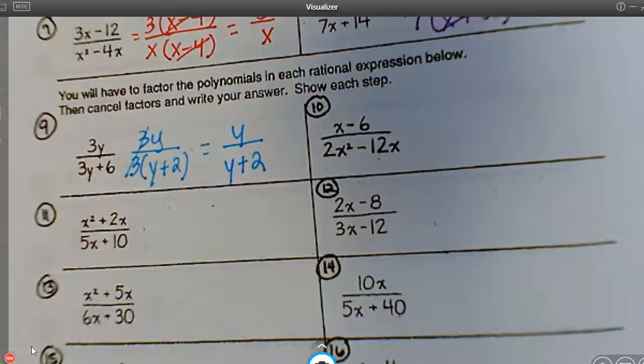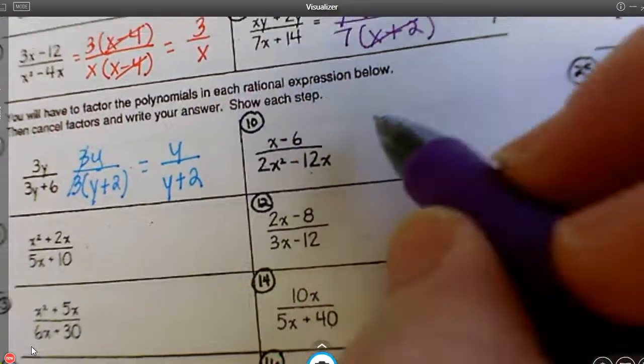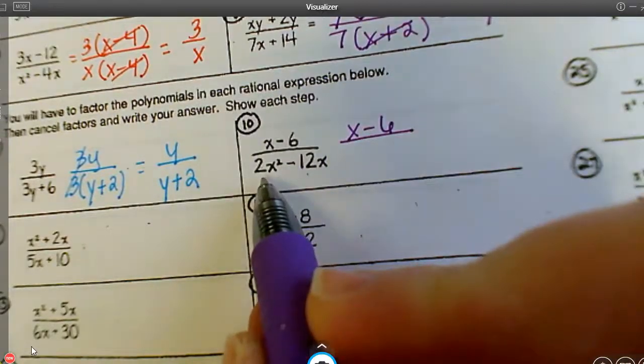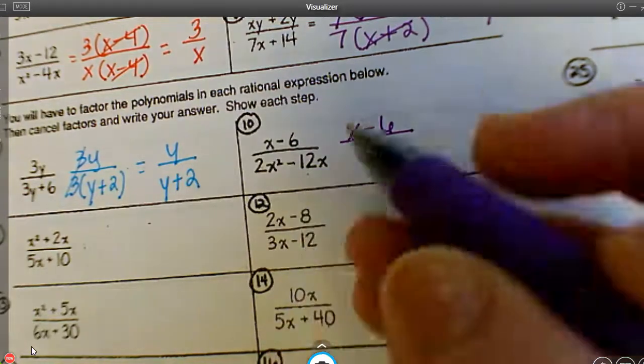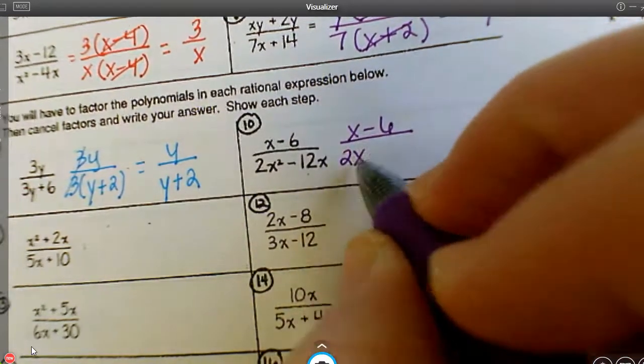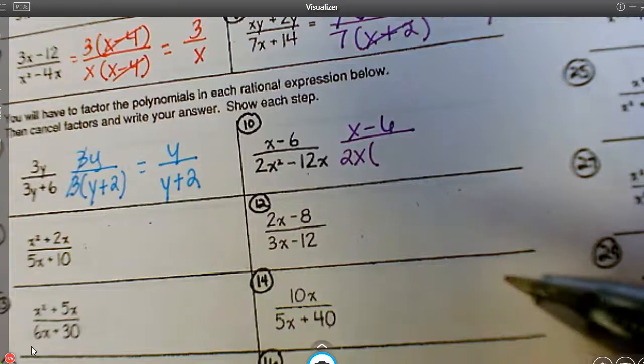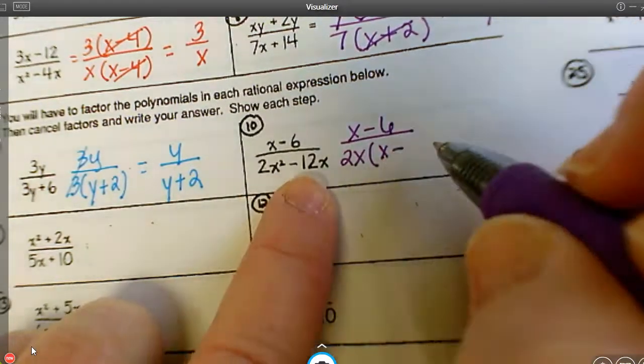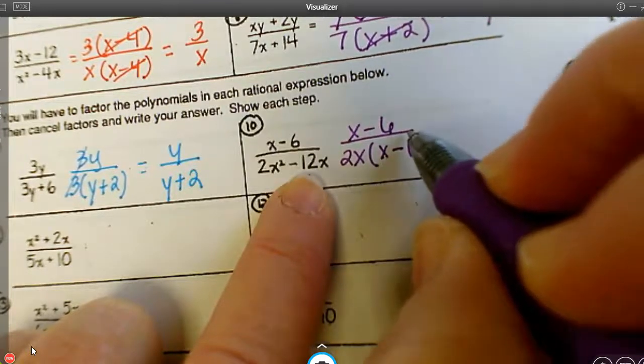On number 10. So, again, the top, there's nothing to do. But let's look at the bottom. On the bottom, they have a 2 in common and also an x. So 2x is what's going to come outside as the greatest common factor. And that means that I'm left with an x here, and then when I divide, I get a 6.